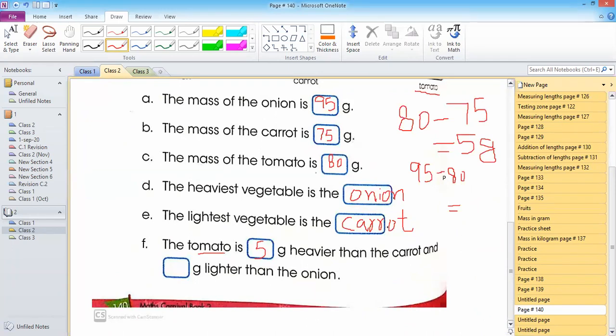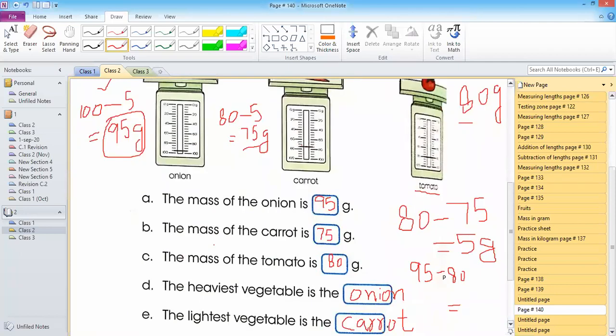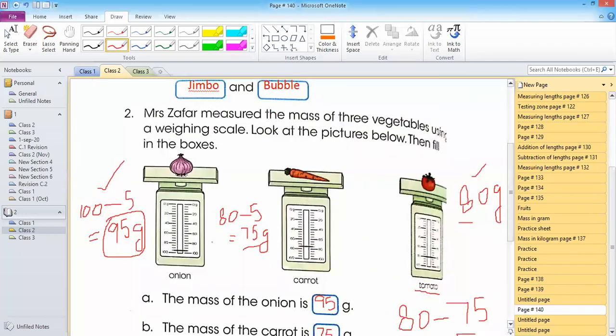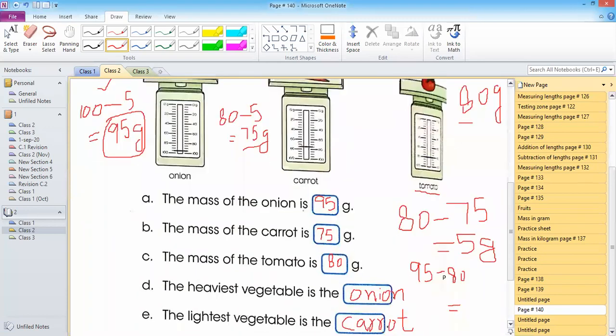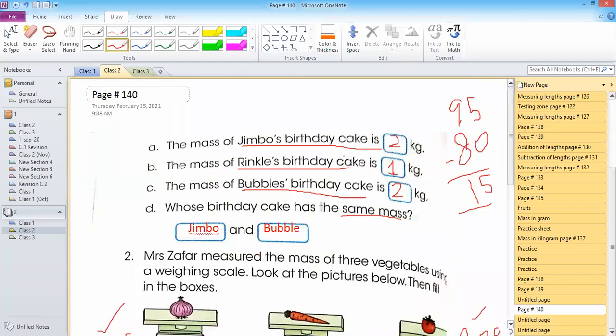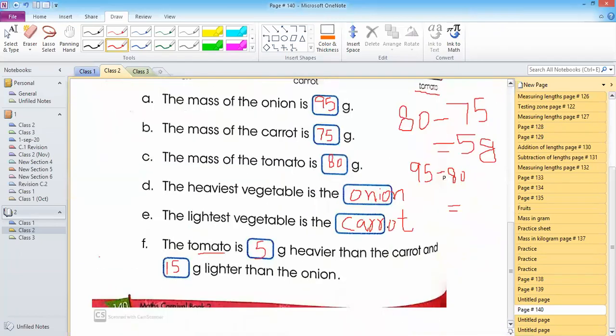So you can say that tomato is 15 gram lighter than the onion. Again I repeat, how do you know? You find out the difference. The mass of onion is 95 and the mass of tomato is 80. Once you subtract 80 from 95, you will find out the answer is 15. That means tomato is 15 gram lighter than onion. So combinedly I can say tomato is 5 gram heavier than carrot and 15 gram lighter than onion.